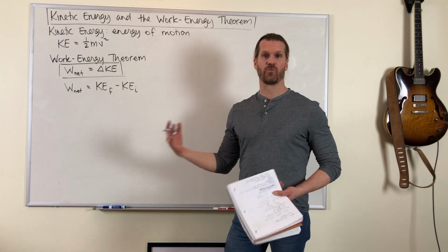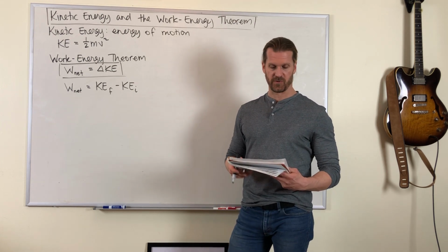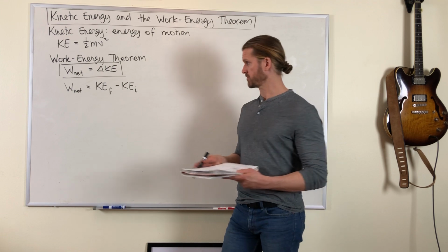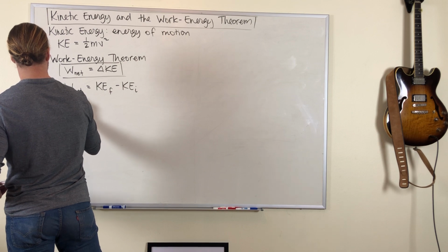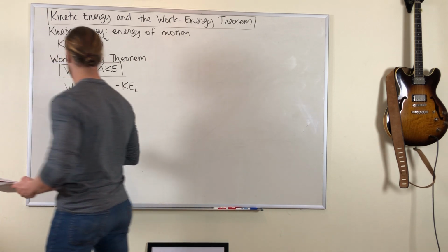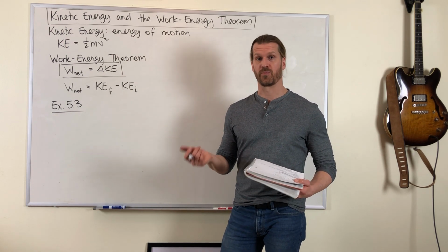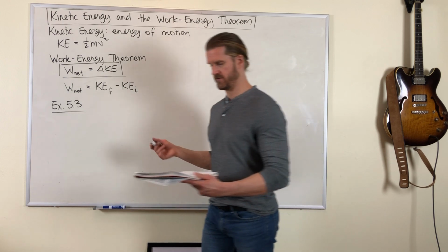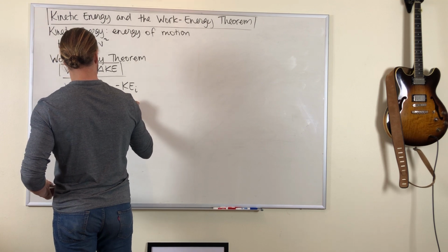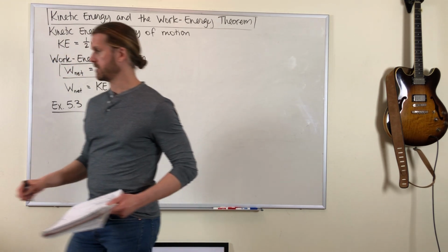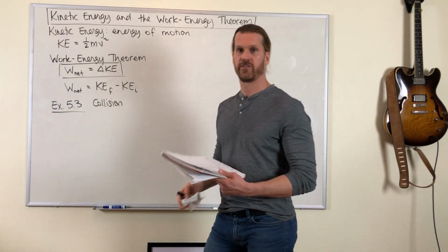So let's see how this works for some applications. And the example I want to do is example 5.3 from your textbook. In this example, we'll be analyzing a car braking, a car coming to a stop. And this is something that police and forensic scientists can do to analyze collisions.